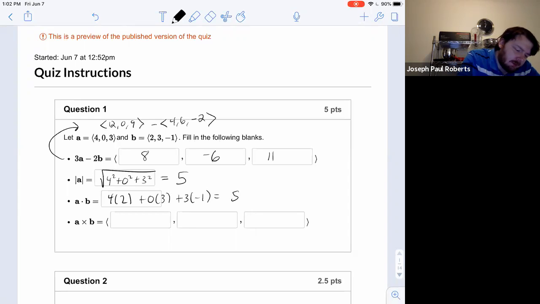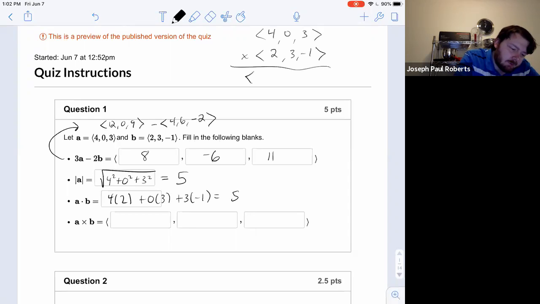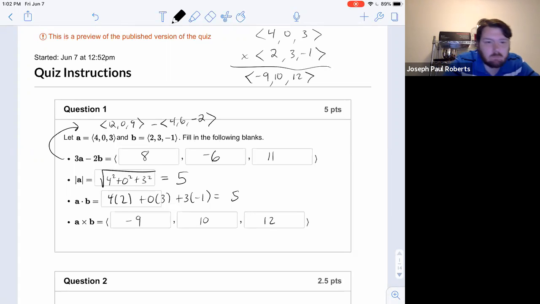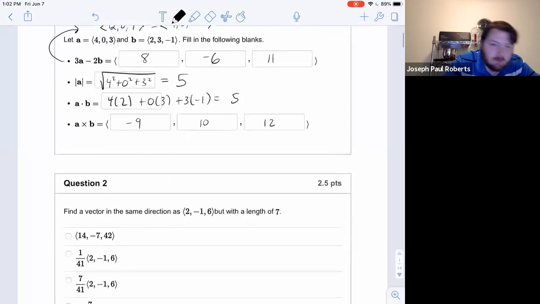And then A cross B, so 4, 0, 3 cross 2, 3, minus 1. This cross product looks like it's going to be what? 0 minus 9 is negative 9. 6 minus negative 4 is 10. And then 12 minus 0 is 12. So negative 9, 10, 12. And there we go. So hopefully not too many issues on that one.